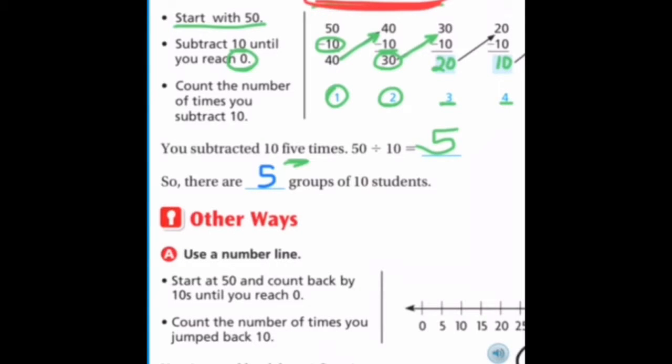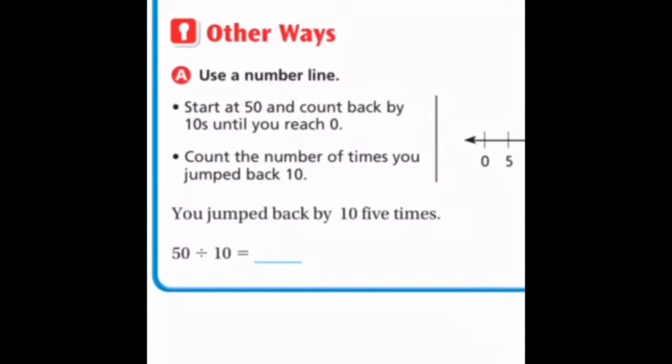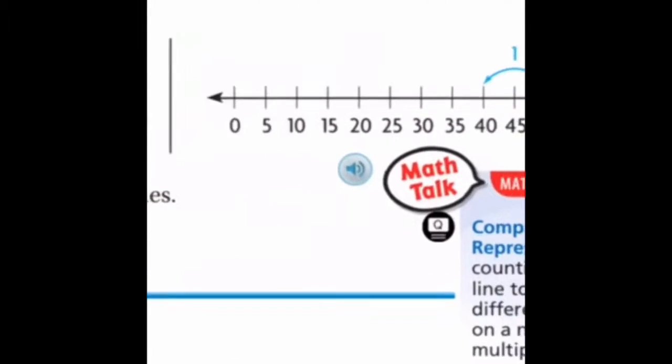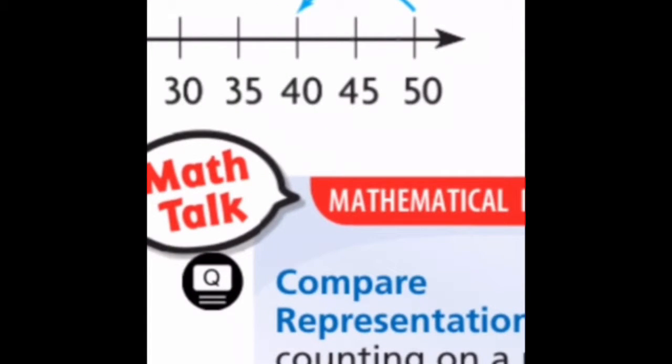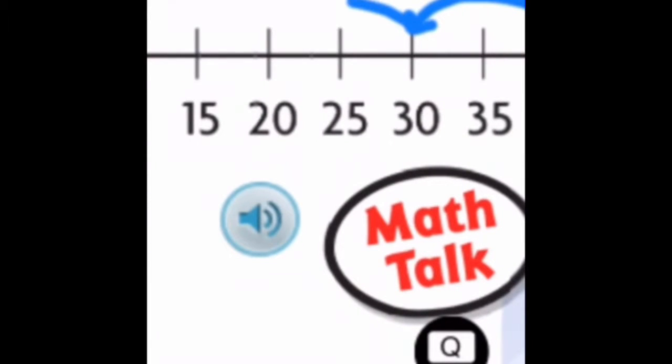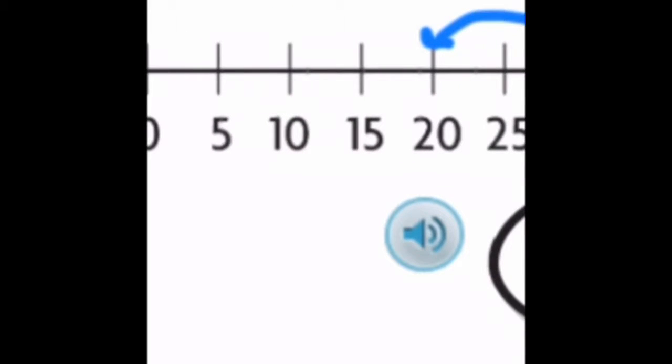Another way, we can use a number line. Again, we start at 50, count back by tens until we reach 0. And then we just count the number of times we jumped. Right? So, here we are at 50. We jumped back 10 to 40. So we did that now once. We'll jump back 10 more from 40 to 30. That's the second time. From 30 to 20. That's the third time. You should be doing this in your book, right?